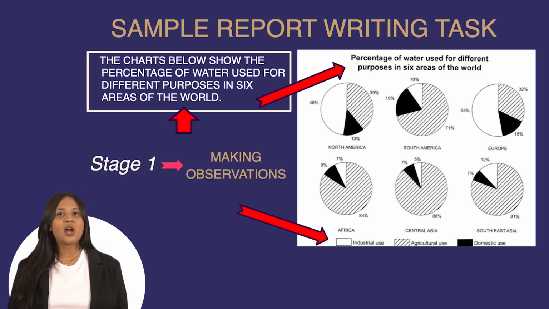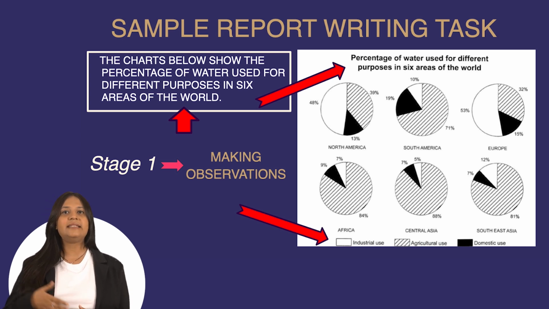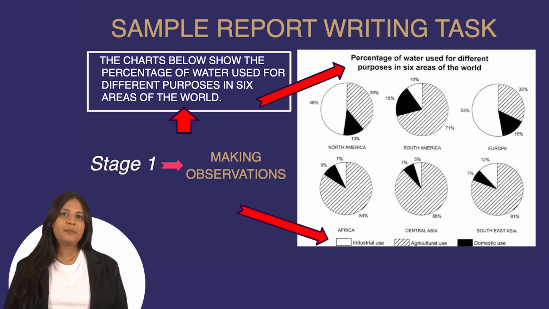There are 6 pie charts on the right which represent water consumption in 6 various places, including North America, South America, Europe, Africa, Central Asia and Southeast Asia. At the bottom, we have been given the key to the charts. The white portion shows the percentage of water for industrial use, the striped portion shows water for agriculture use, and the dark represents domestic use. We now have some basic understanding of the subject in this task.